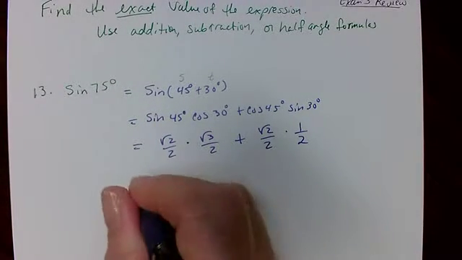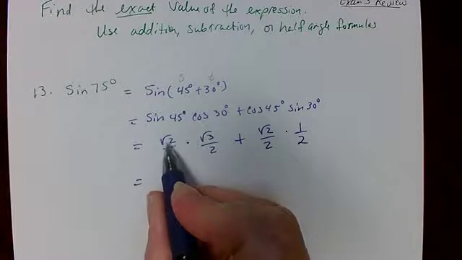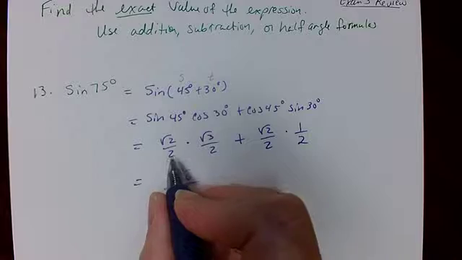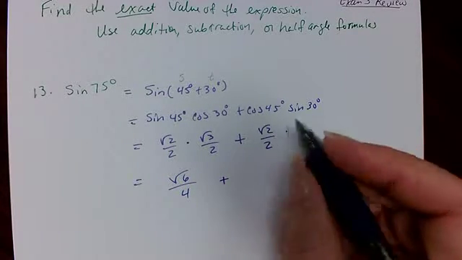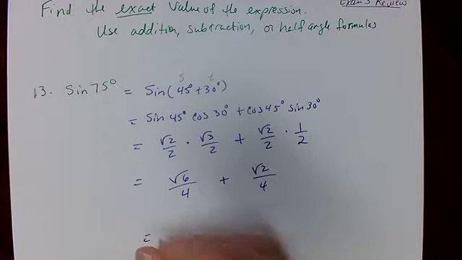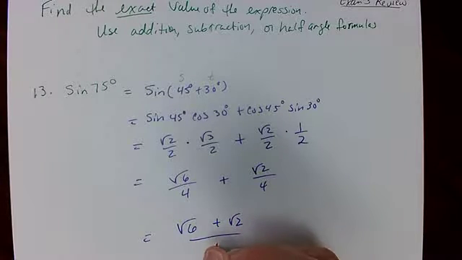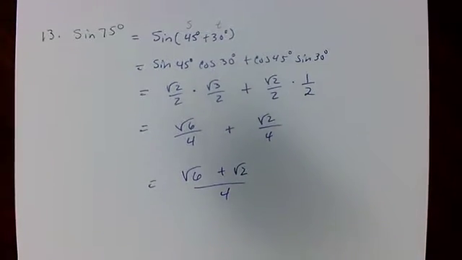Now we're just doing algebra, and we're multiplying the two parts. So the square root of 2 times the square root of 3 will get us the square root of 6 over 2 times 2, which is 4, plus the square root of 2 times 1 is the square root of 2 over 2 times 2, which is 4. This will be the square root of 6 plus the square root of 2 over 4. Since they're over a common denominator, we can combine them together to create a one-term answer.